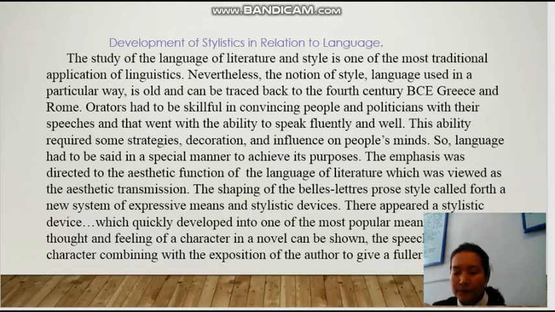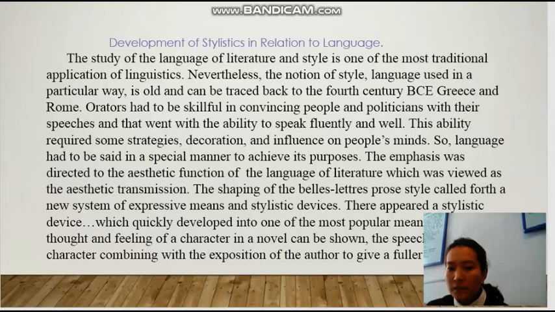Then let's see the development of stylistics in relation to language. The study of the language of literature and style is one of the most traditional applications of linguistics. Nevertheless, the notion of style, language used in a particular way, is old and can be traced back to the 4th century Greece and Rome.